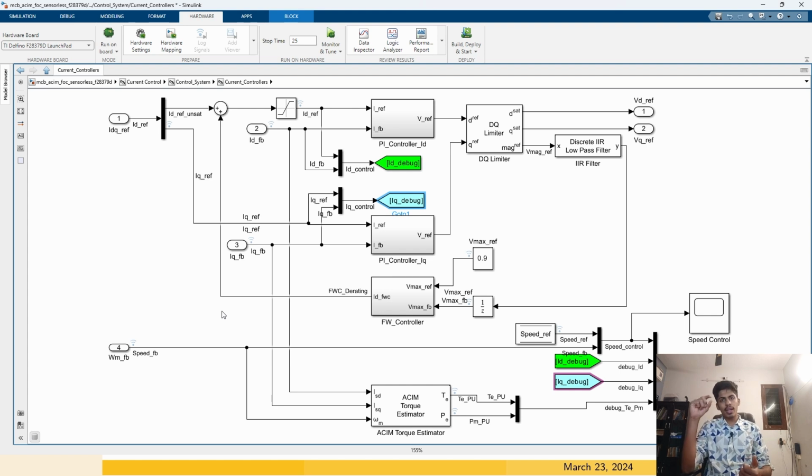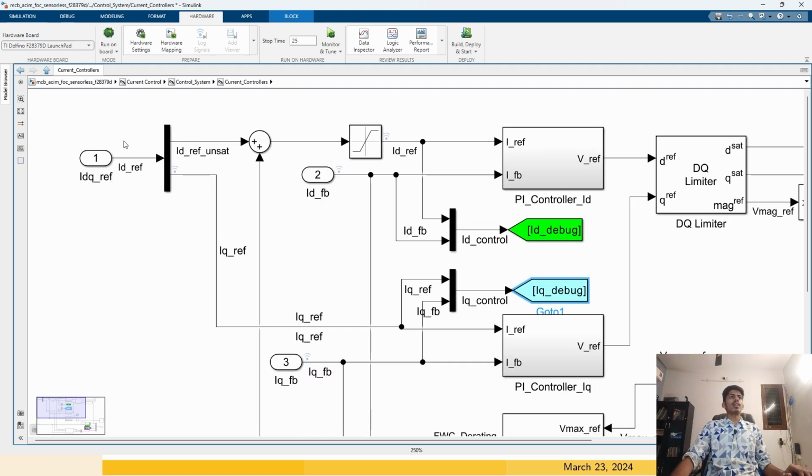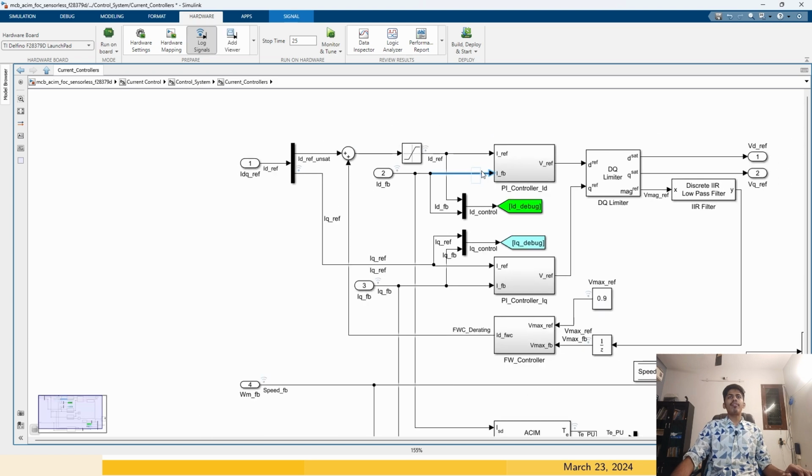And then that error will be multiplied with some gain. For a PI controller, it will be multiplied with Kp and Ki. Then the P term and I term, the proportional term and integral term, will be added, and then it will give the output. So that is exactly what is happening here. So we are giving the reference current here and the ID feedback.